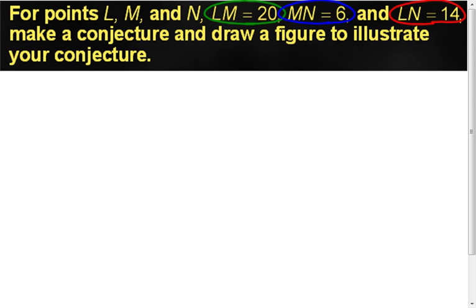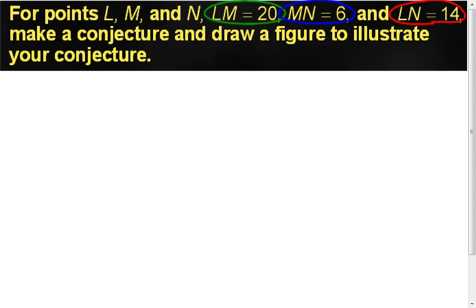Now please start to get in the habit of properly reading it. Notice the way that I read this. Length of segment LM, length of segment MN, and length of segment LN. I never just said LM equals 20. I said the length of the segment because that's what it's saying. Now we want to make a conjecture and draw a figure to illustrate your conjecture. So I have to come up with something based off of that first line up there.